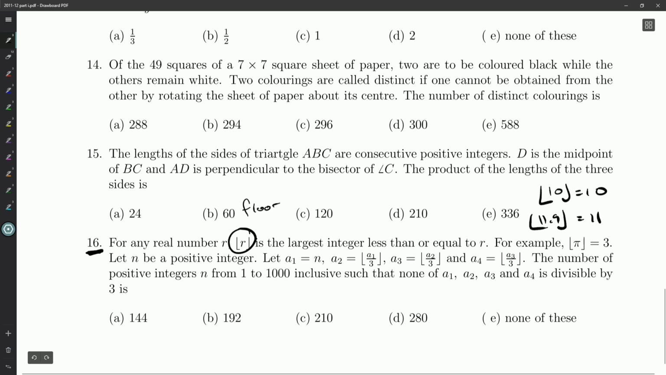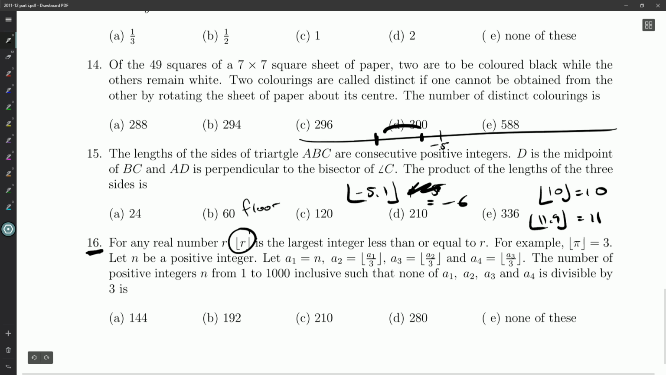Floor can be a little counterintuitive when it comes to negative numbers. So, for example, the floor of negative 5.1 is not negative 5. It's actually negative 6. That's the biggest integer that is less than or equal to it. Basically, if you imagine a number line, you put negative 5 here, and negative 5.1 is here. The integer that you want is to the left, or the one that you're exactly at. That's how the floor function works. Okay, just in case you've never seen it before.